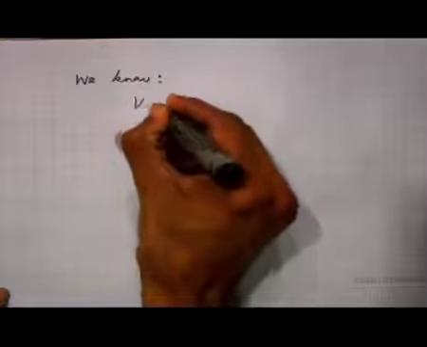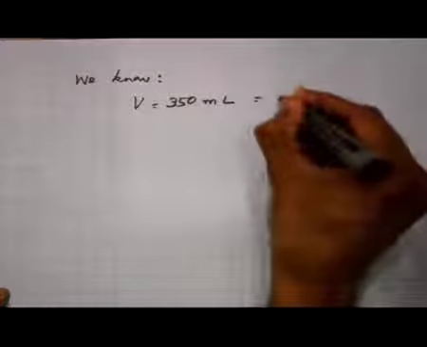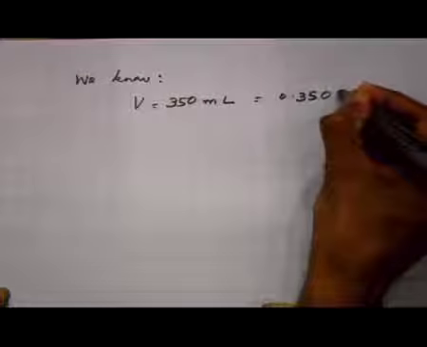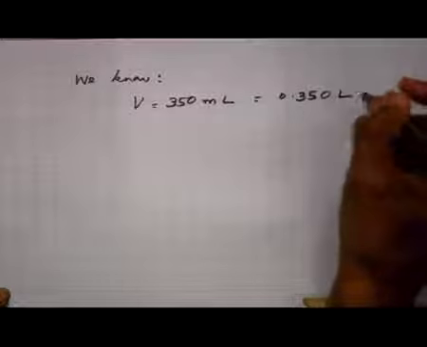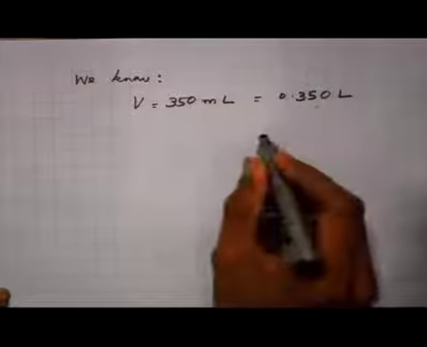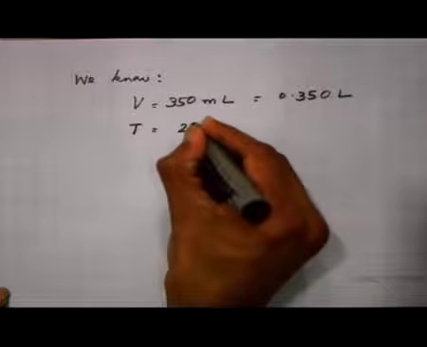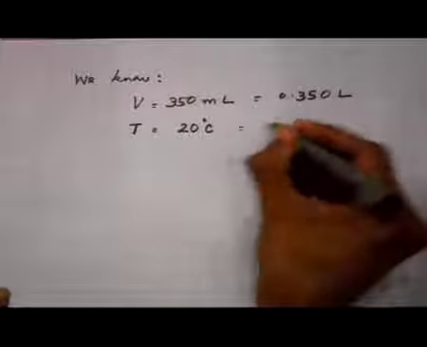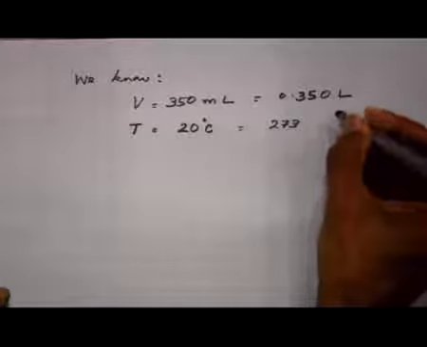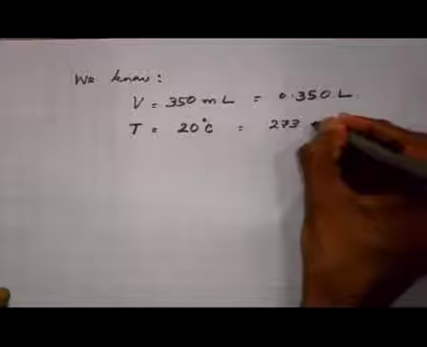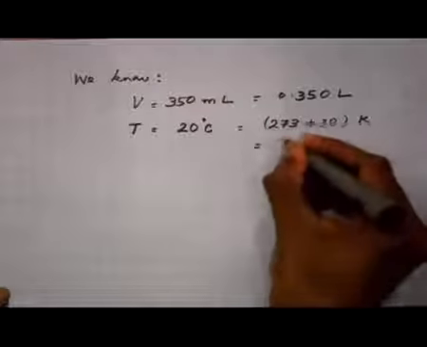The volume is 350 ml, which in liters is 0.350 liters. This is useful because we will determine the pressure in atmospheres and we will use R in appropriate units. The temperature we are told is 20 degrees Celsius, which is, I approximate 273.15 for 0 Celsius. So, plus 20 degrees, that is 293 Kelvin.